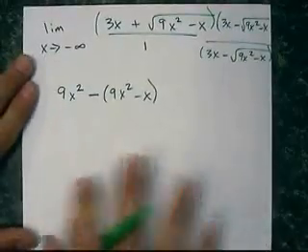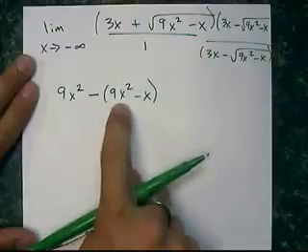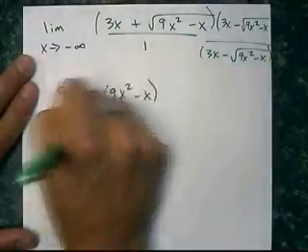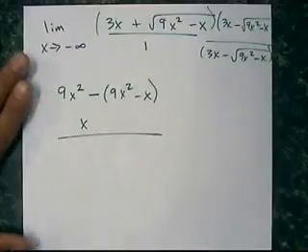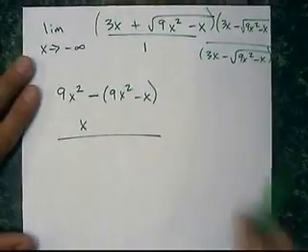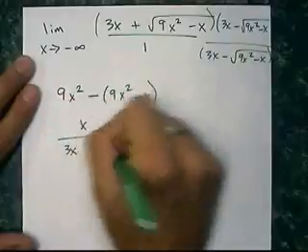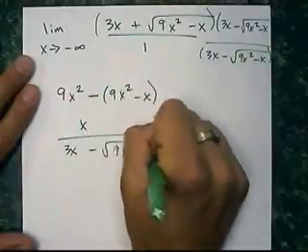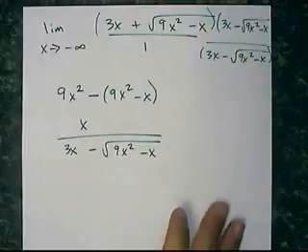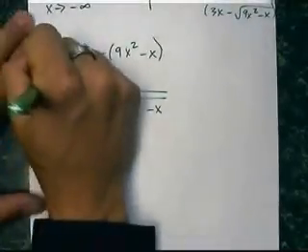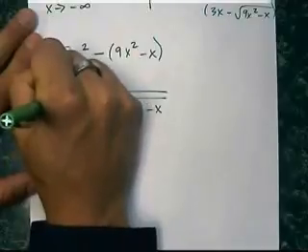This is the numerator. I'm just going to do the numerator real quick. And 9x squared minus 9x squared goes away. And then minus negative x, so you get a positive x for your numerator right there. Now your denominator, you get 3x minus the square root of 9x squared minus x. And the limit as x approaches negative infinity.